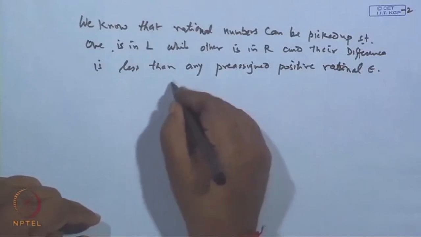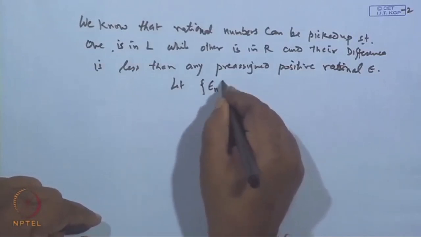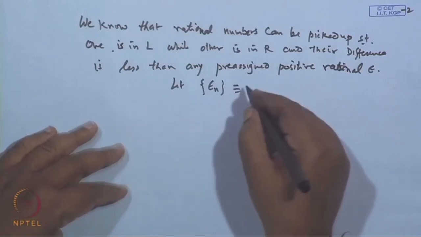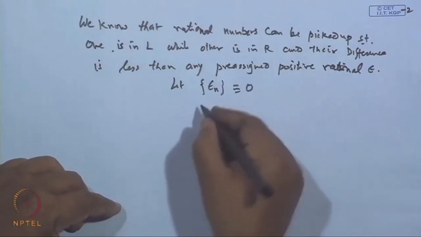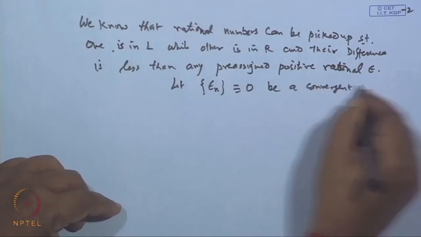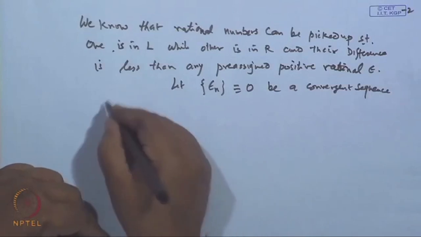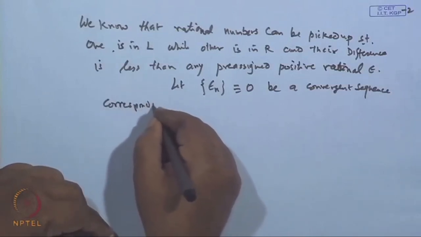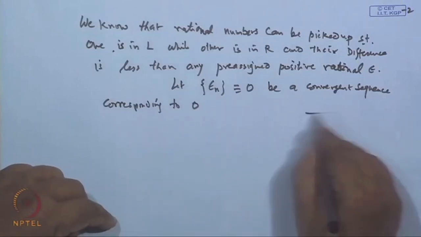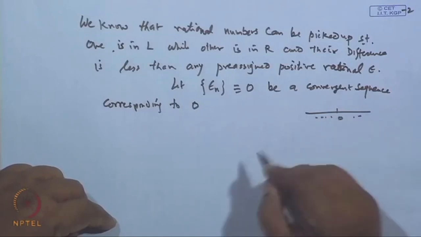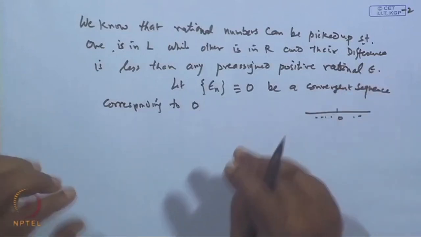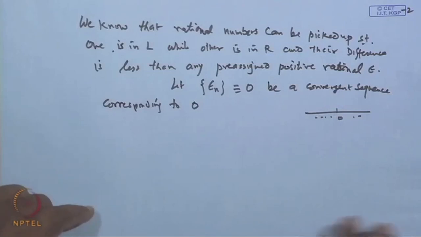However, let a sequence epsilon n be a convergent sequence corresponding to the number 0. Zero is this point. So, there are sequences such that mod of epsilon n can be made as small as we please. So, this is a convergent sequence corresponding to 0. Let us suppose this one.